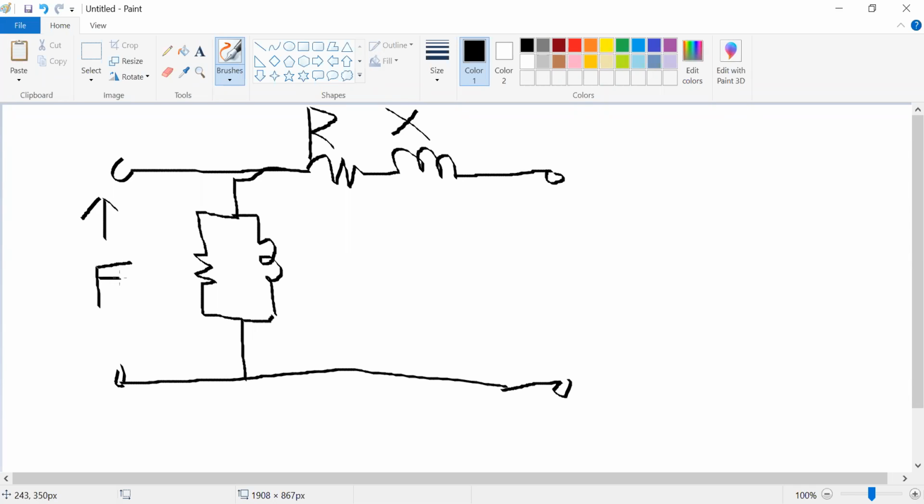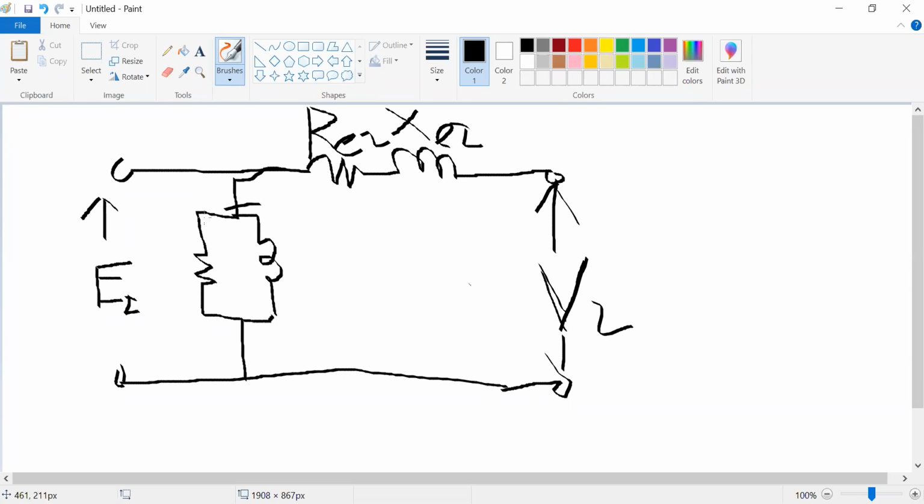The secondary induced EMF, V2. So here is V2. The equivalent reactance referred to secondary, the equivalent resistance referred to secondary. This is the shunt branch. R equivalent referred to secondary, X equivalent referred to secondary. This is the induced EMF on the secondary, and this is the terminal voltage of the transformer.